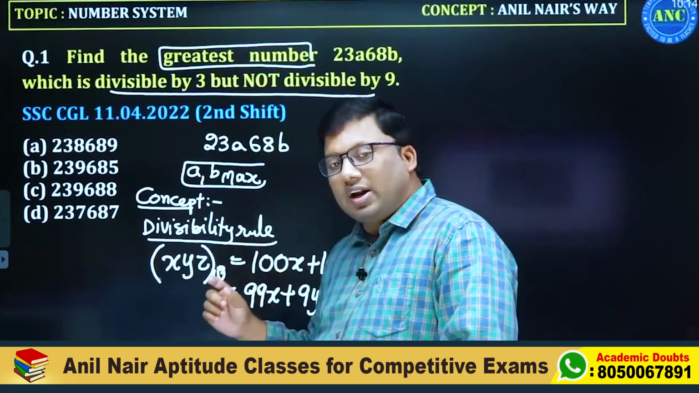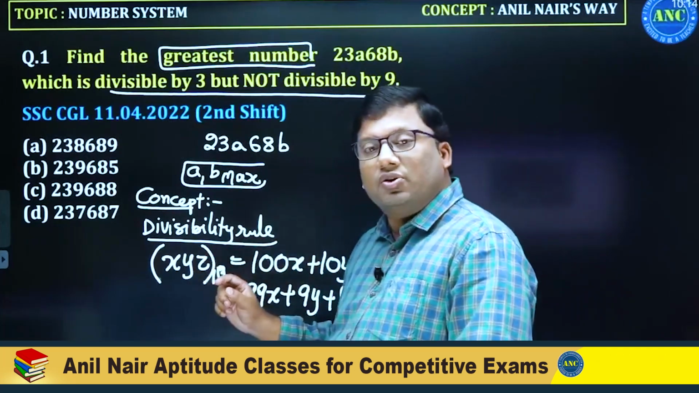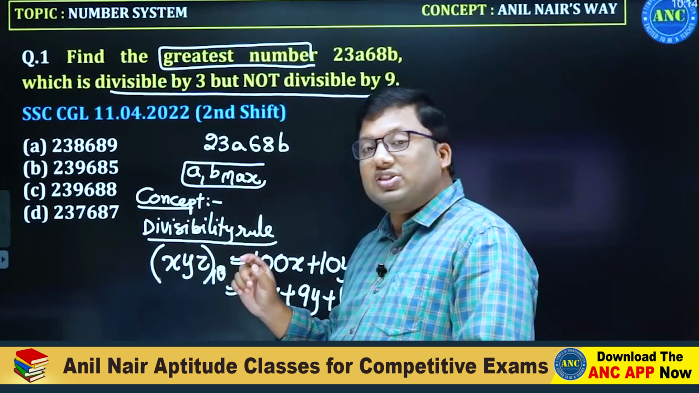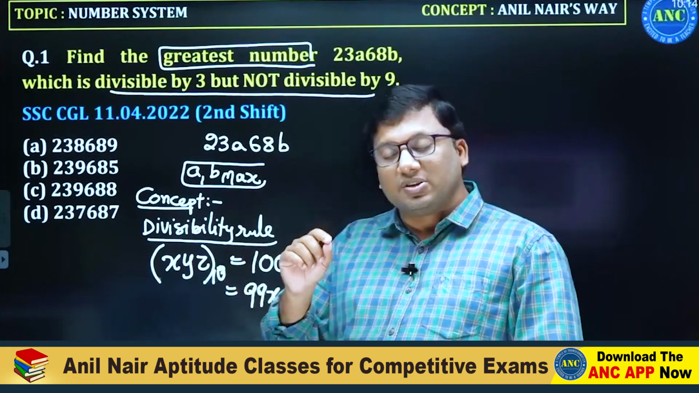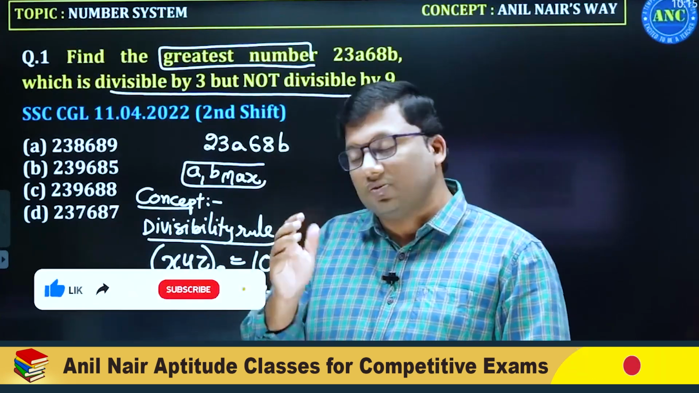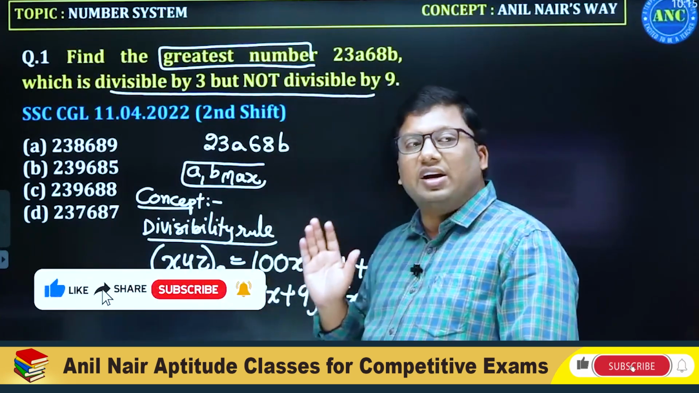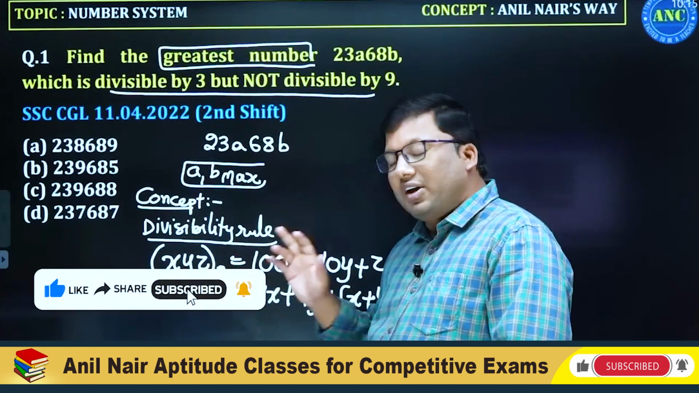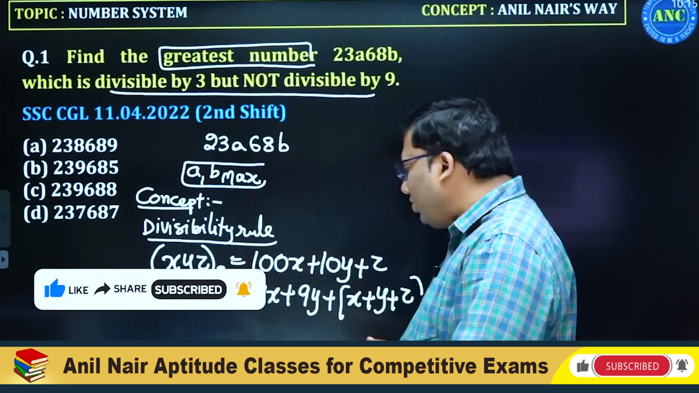Sir, why did you take 100? Z is in the units place, Y is in the tens place, X is in the hundreds place. X is in the hundreds place, so the value of X will become 100X. Y is in the tens place, so the value of Y will be 10Y. Z is in the units place.